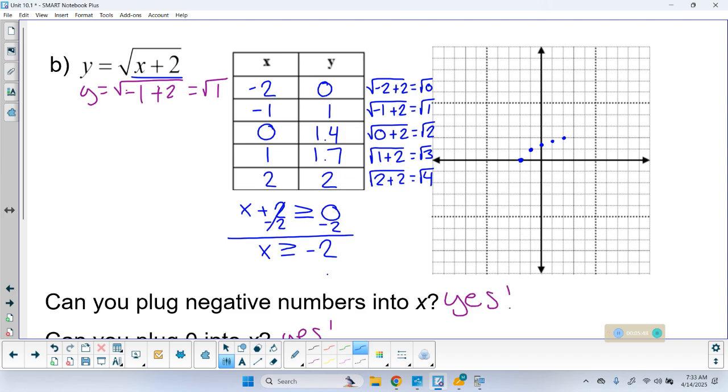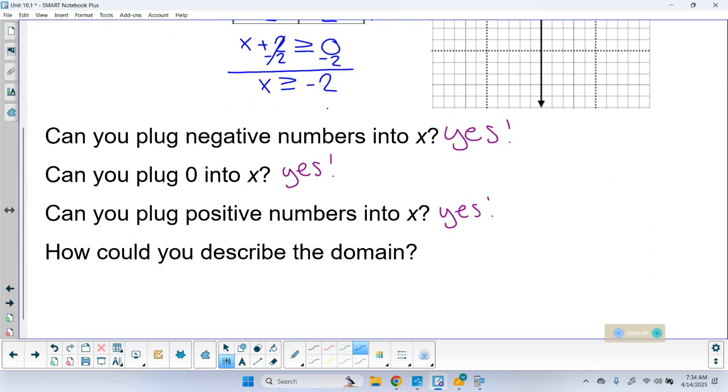Again, we start at that (-2, 0). We just follow those points. So you create one arrow because it can only go in one direction. That means our domain, because the first x value you can start with is negative 2, has to be x is greater than or equal to negative 2.